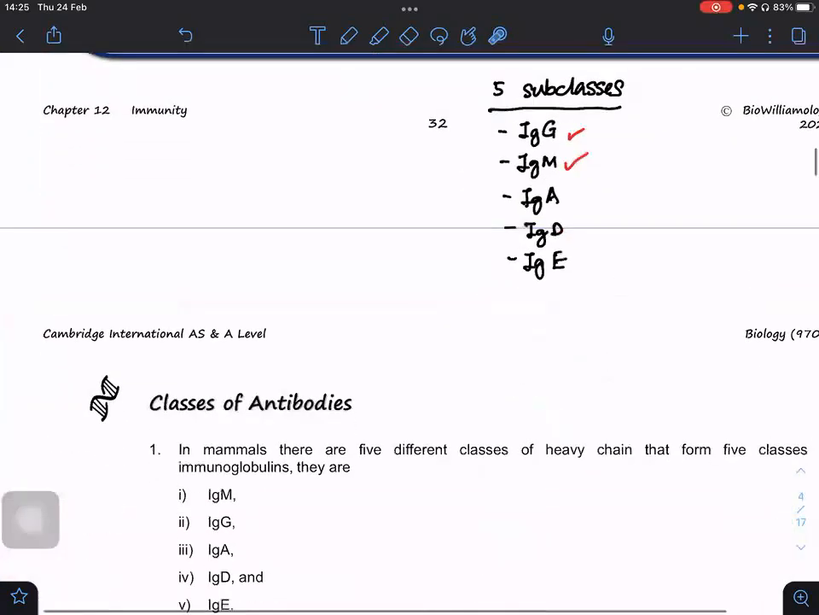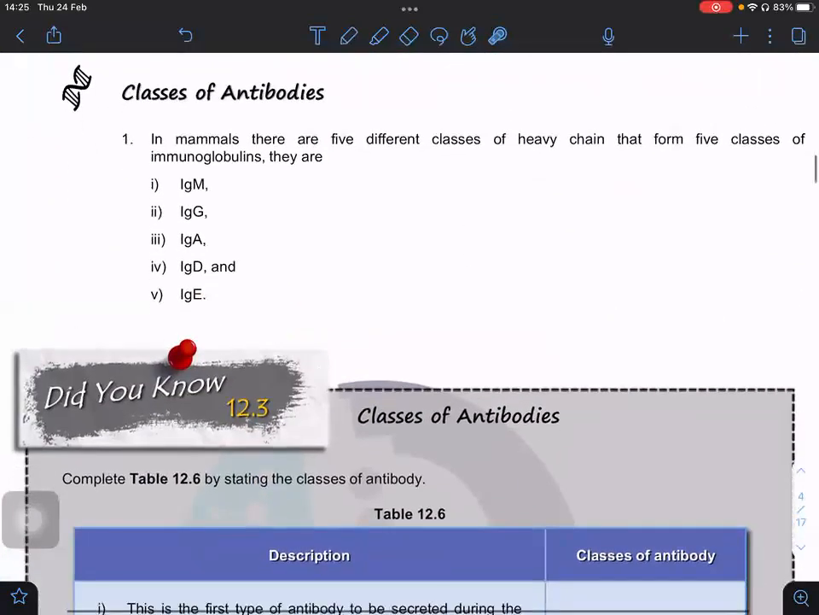So what are the classes of antibody? In mammals it depends. In different types of animals, they may have different classes of antibody. But for us, the different classes of heavy chain form the 5 classes of immunoglobulins: IgM, IgG, IgA, IgD, and IgE.